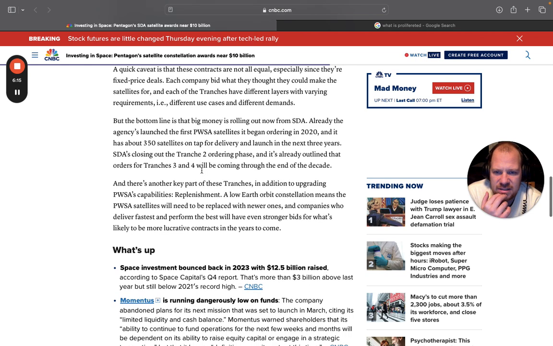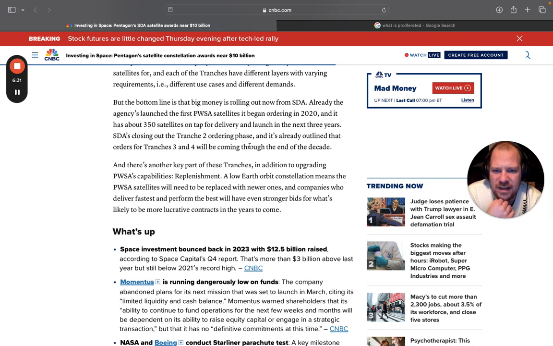Already the agency has launched the first PWSA satellites. Couldn't they have found a better acronym? It's really not rolling off the tongue, and the word is so complicated. The SDA began ordering in 2020, and it has about 350 satellites on tap for delivery and launch in the next 3 years. The SDA is closing out the Tranche 2 ordering phase, and it's already outlined that the orders for Tranche 3 and 4 will be coming through the end of the decade.